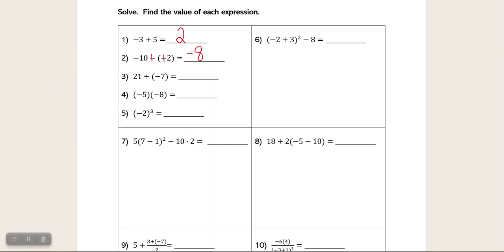321 divided by -7 is -3. A positive divided by a negative is a negative. Number 4, -5 times -8 is 40.